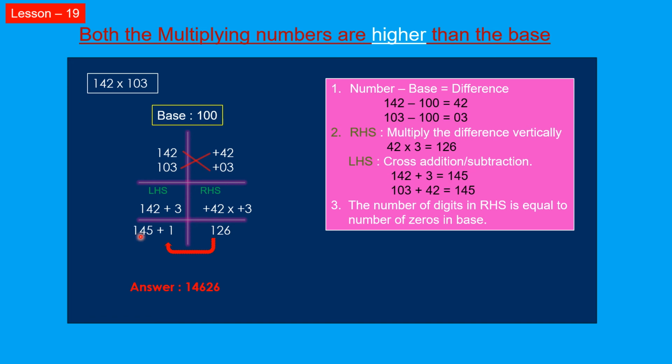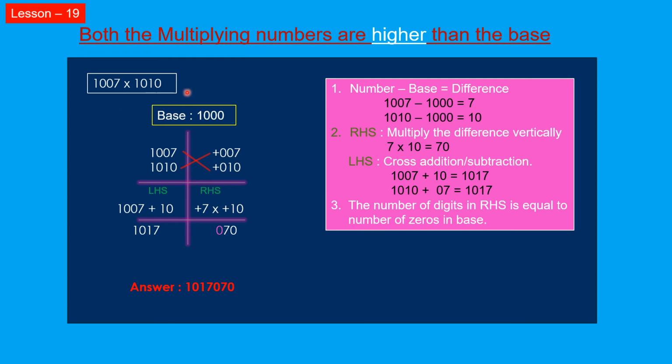Alright. And then the third, last, very important thing, you have to see that the number of digits in RHS is equal to the number of zeros in the base. So here our base is 100. So we need to have only 2 digits in our RHS. But here there are 3 digits, 1, 2, 3. So we are going to transfer the extra digit to the LHS. So 1 is being transferred to LHS. So 145 plus 1 is 146 and your RHS is 26. So combine your RHS and LHS to get the final answer, 14626.